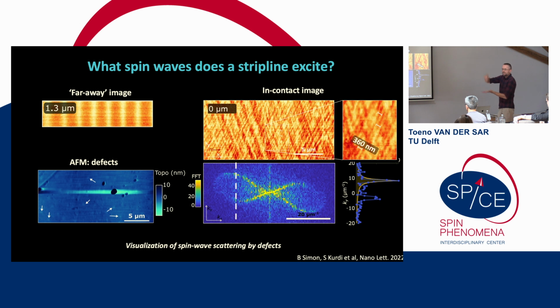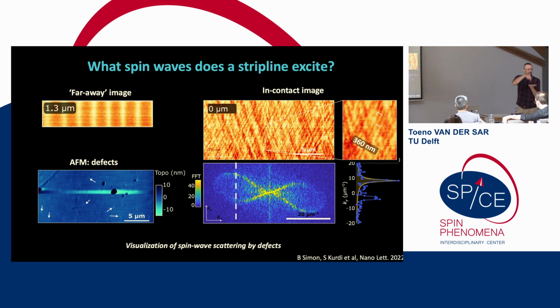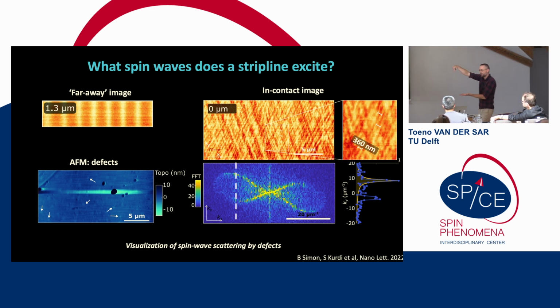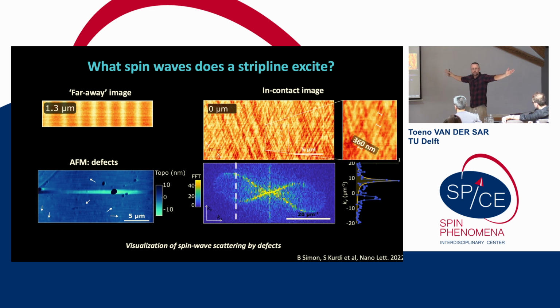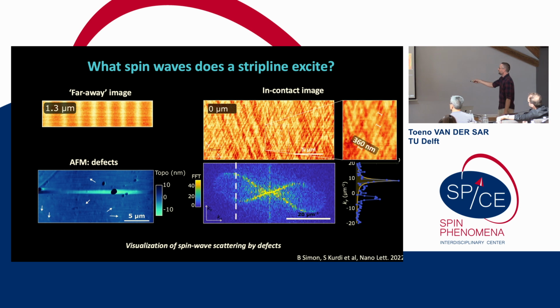Now, using the distance control that we have with this tip, we can image the spin waves far away from the sample, and then we are only sensitive to long wavelengths. We can also go into contact. Far away, we see this primary spin wave that we excite, but if we do the same measurement in contact, we see all these nanoscale spin waves.